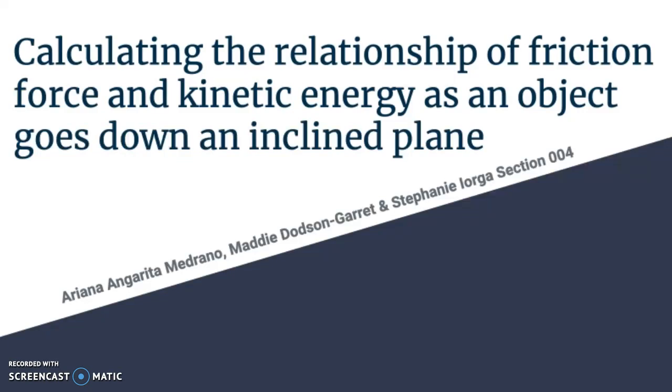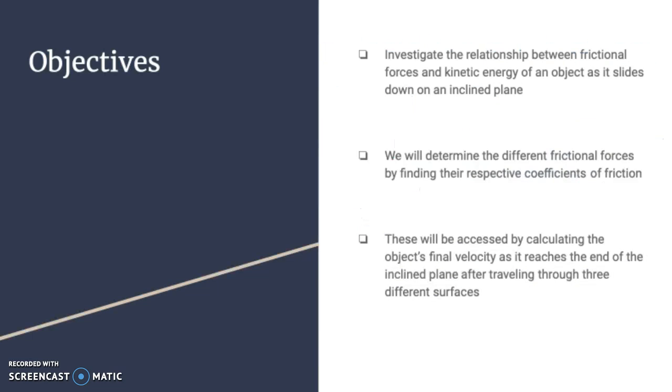And I'm Stephanie, and this is Calculating the Relationship of Friction Force and Kinetic Energy as an Object Goes Down an Inclined Plane. The objective for this lab is to investigate the relationship between frictional forces and kinetic energy of an object as it slides down an inclined plane. We will determine the different frictional forces by finding the respective coefficients of friction. This will be assessed by calculating the object's final velocity as it reaches the end of the inclined plane after traveling through three different surfaces.